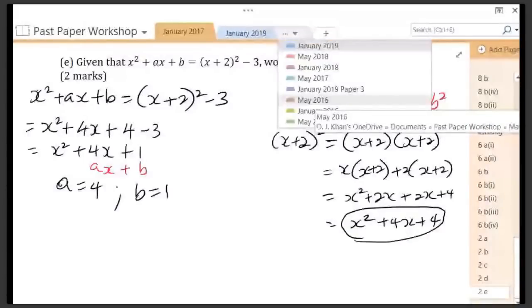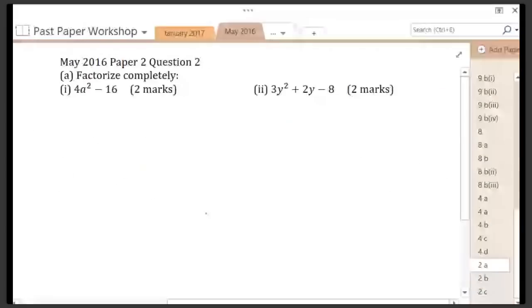All right, May 2016, paper 2, question 2, part A, factorize completely, part 1, 4a squared minus 16 for 2 marks. So, again, you see this is a difference of 2 squares, right? So all we're writing here, square root of 4 is 2, square root of a squared is a, and we just square this. Square root of 16 is 4, and we just square that.